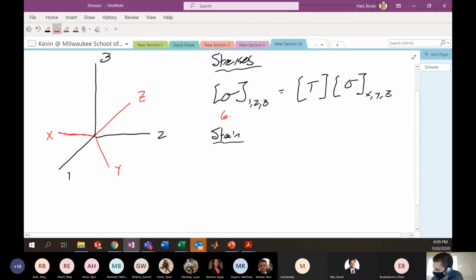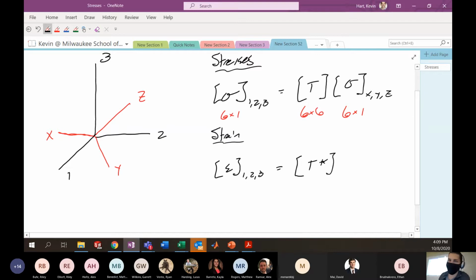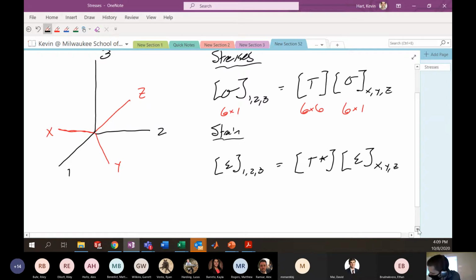So reminder, this is a 6 by 1. This is a 6 by 6. This is a 6 by 1. The strain, also similar idea. Here, 1, 2, 3, if you want the strain in the 1, 2, 3 coordinate system. Here we have a modified transformation matrix we call T star, and it's because of that wonky factor of 2 that floats around there, and we define the strains multiplied by strain X, Y, Z.